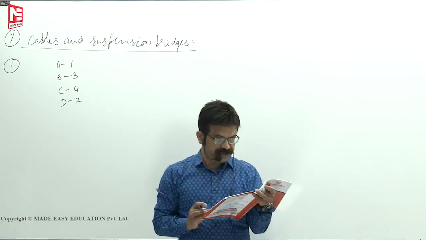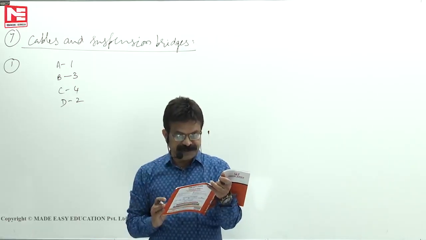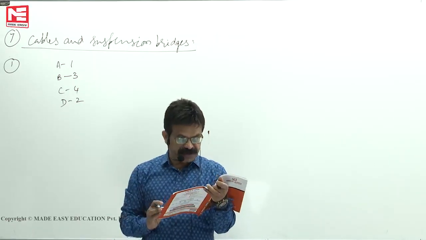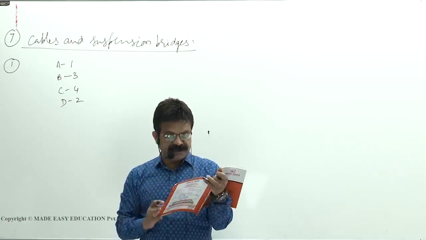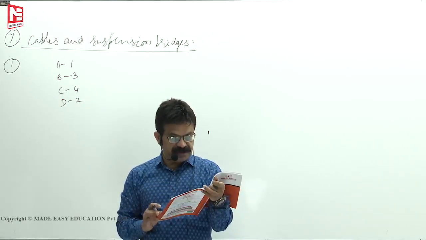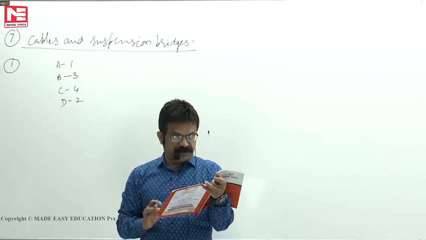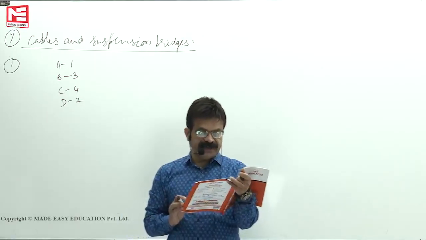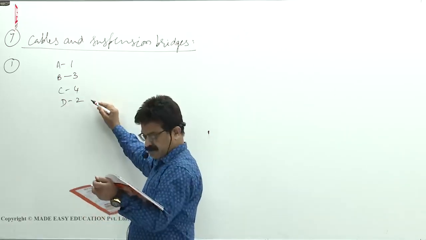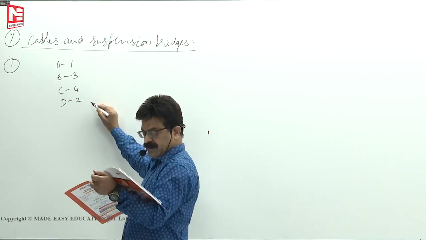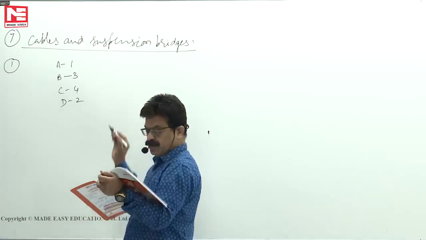Next, let us see the fourth one. The girder in a suspension bridge transmits to its supports a little load, that we can take it because D4. D4 is correct. Actually, it is D2, little load.